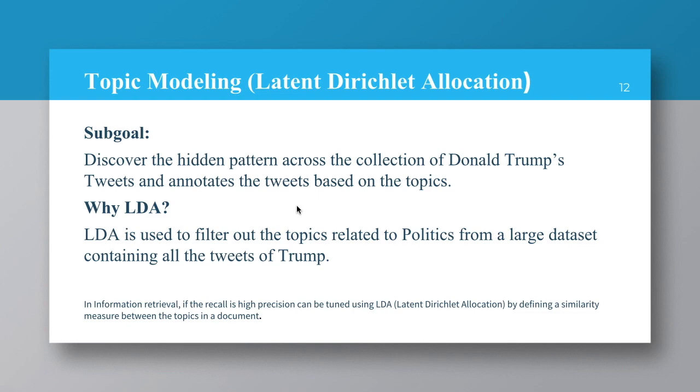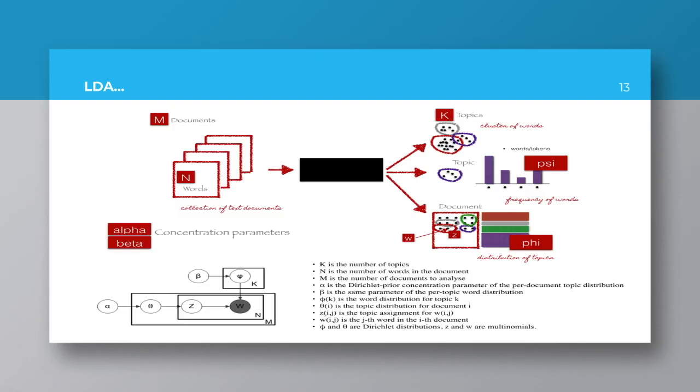Why is LDA needed in building the system? For example, we would like to find out the tweets which are related to politics from a large dataset containing all the Twitter tweets of Donald Trump. In such cases, we could use LDA to find out the number of topics. Python's scikit-learn package provides a better framework for topic modeling using algorithms like LDA.